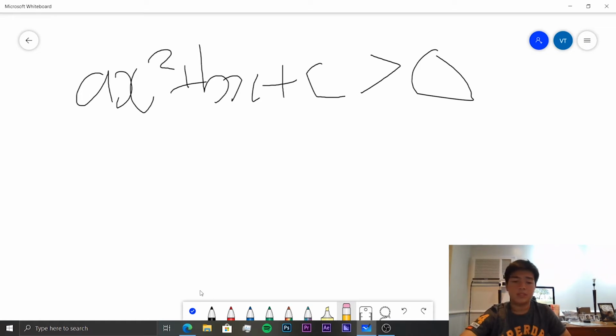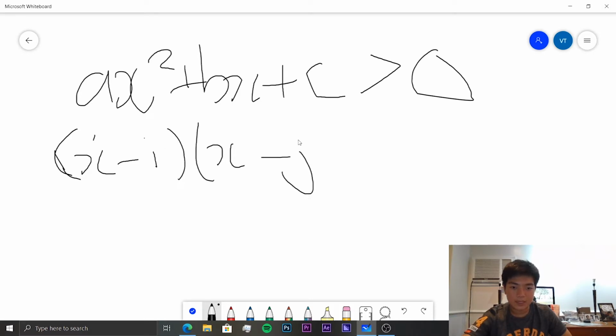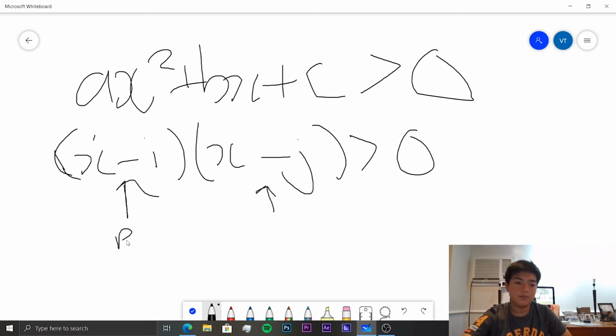There are really two ways of solving it. The first one is to factorize it. For example, we have (x minus i) times (x minus j) is greater than 0. And we know this is only true if both of these are positive or both of these are negative. And so that's one way to solve the inequality.